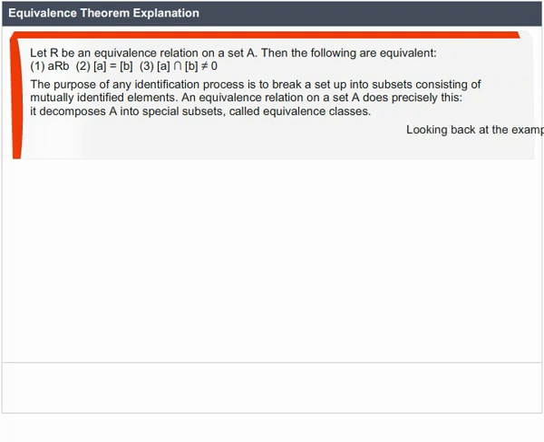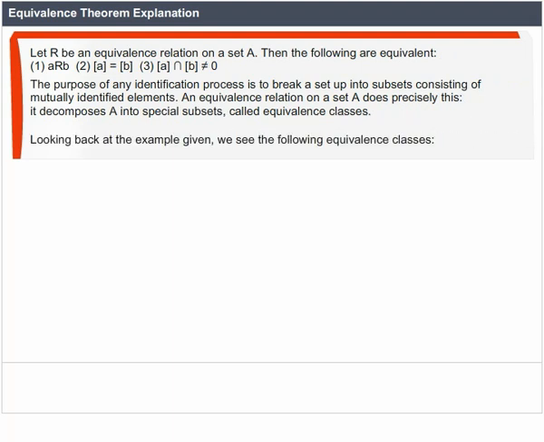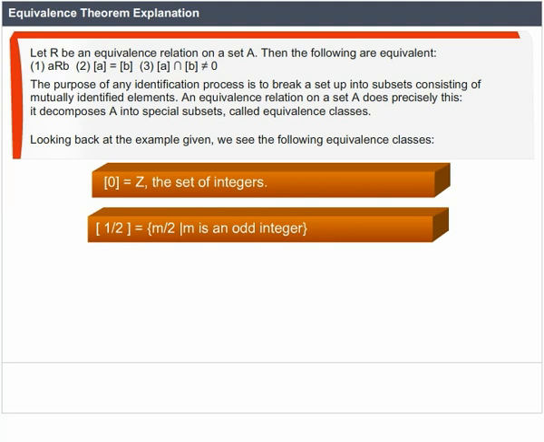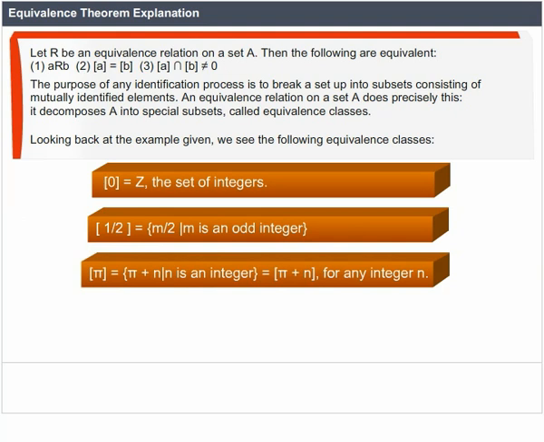Looking back at the example given, we see the following equivalence classes. [0] equal Z, the set of integers. [1/2] equal {m/2 such that m is an odd integer}. [pi] equal {pi plus n such that n is an integer}, equal [pi plus n] for any integer n.